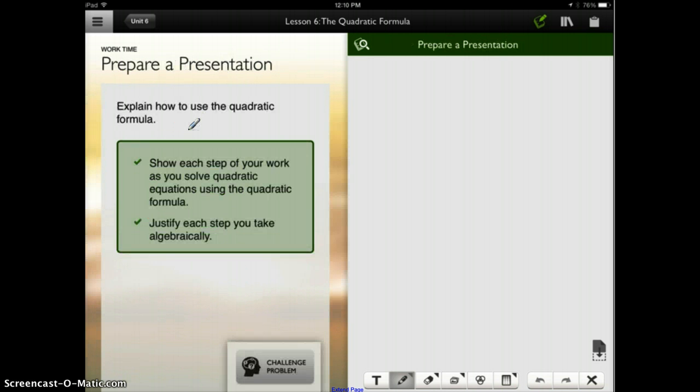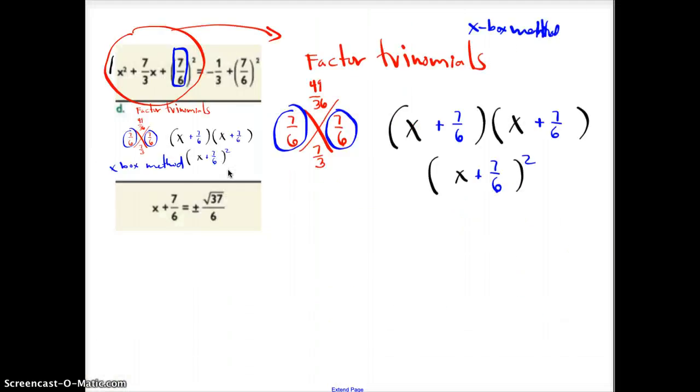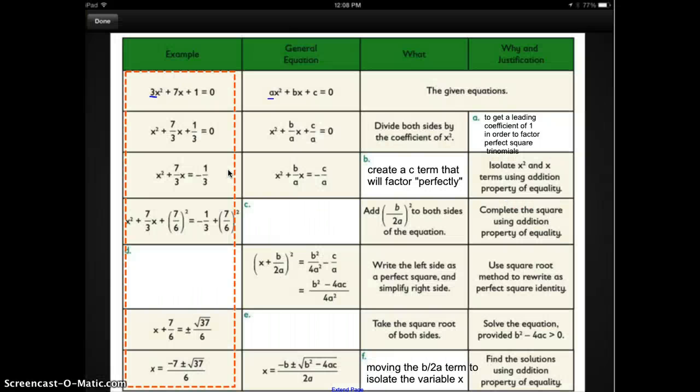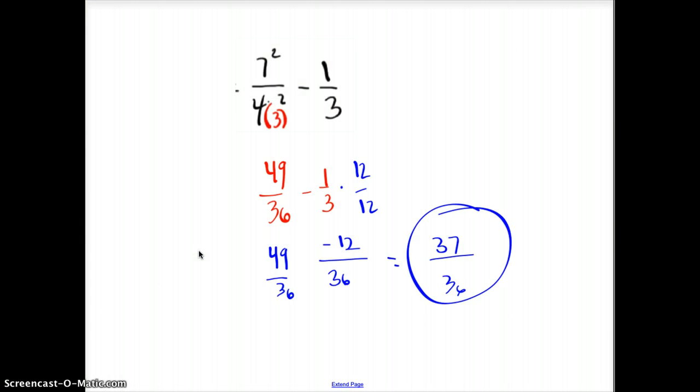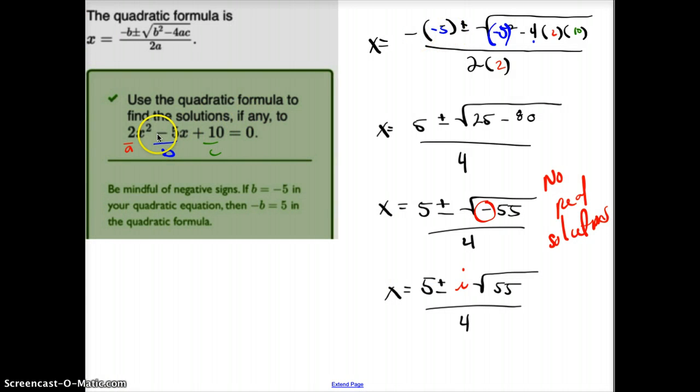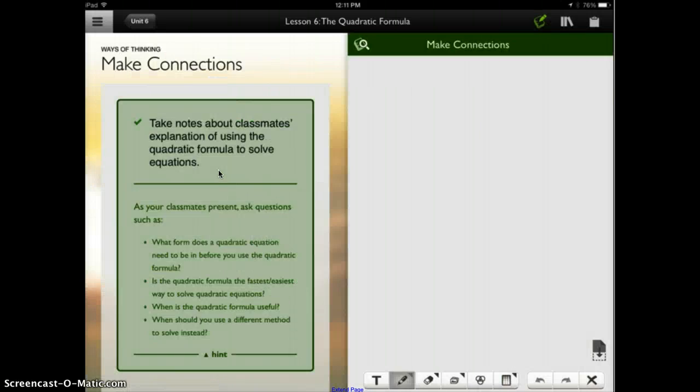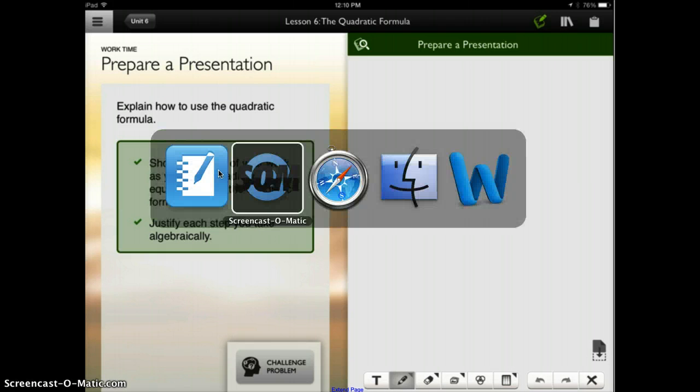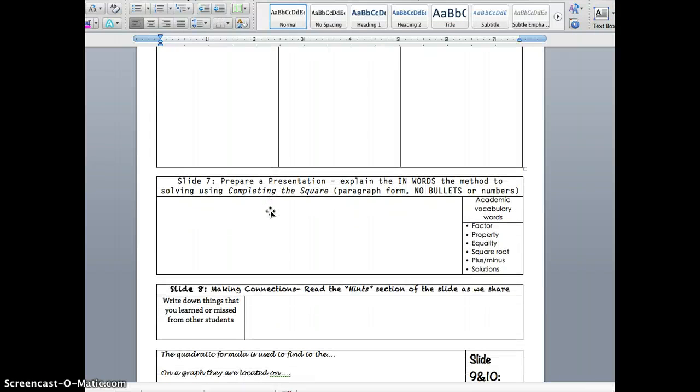For slide 7, it says prepare a presentation, explain how to use the quadratic formula. So basically, it's asking you to go over this: how do you plug this into the equation correctly? How do I put this a into the right place? How do I put this into the right place? And explain what we're doing. That's slide 7. On your paper, you should be on slide 7. Explain it in words as much as possible.